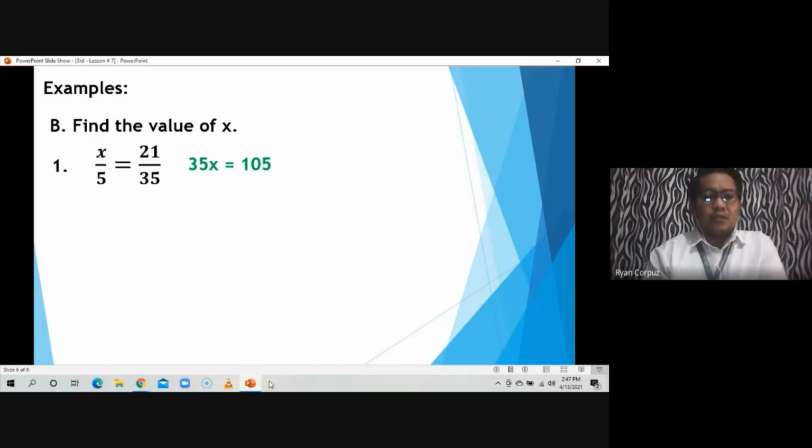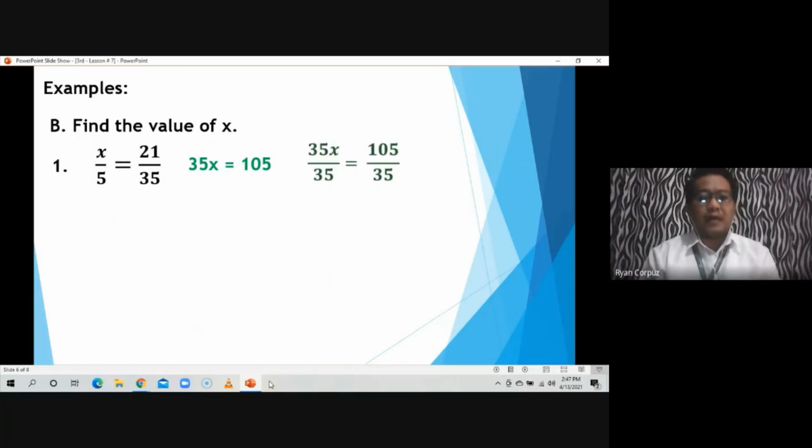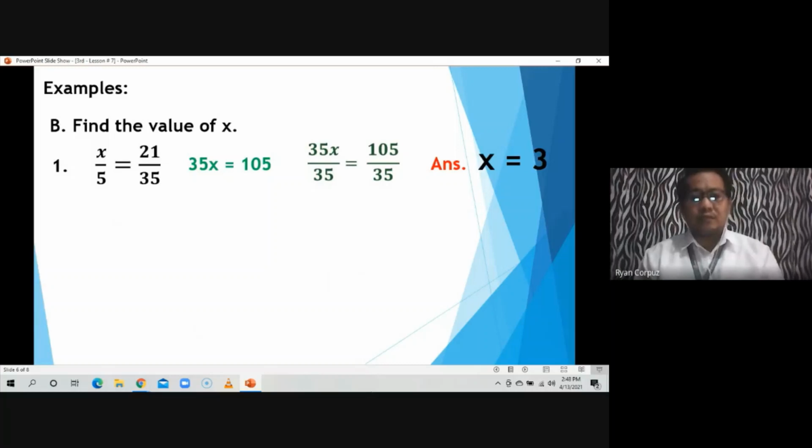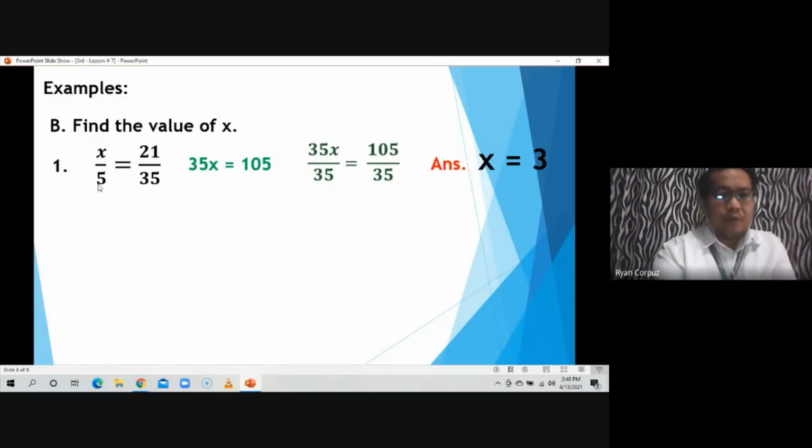Then, since we want to solve for the value of x, and x is still accompanied by 35, we have to divide both sides of the equation by 35. Cancel the 35, x will be left, then 105 is exactly divisible by 35. So 105 divided by 35, we come up with x equal to 3. So 3 is the value of x that will make these two ratios equal, for us to say that they are a proportion. So if it is 3 over 5, then 21 over 35, when we reduce it to lowest terms, should also be the same as 3 over 5. Right?